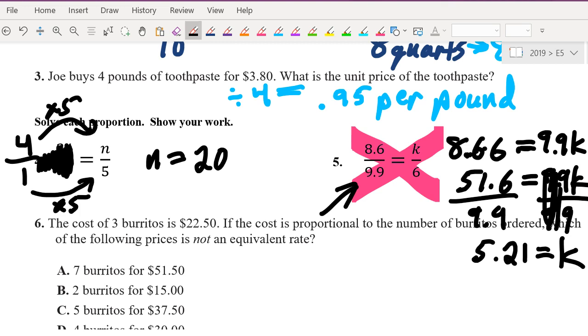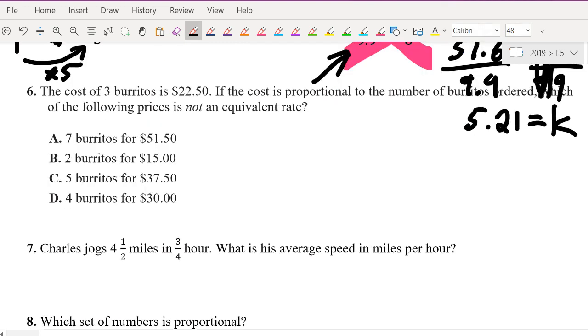Anybody do number 6 yet? We're supposed to do it together. 3 burritos is $22.50. So how do we do this? I think it's A. Why do you think it's A? Because 22.50 times 2 is like 40-something. Yes, it's A. That's very good. He's using logic. How do we find exactly though? We have to divide 22.5 by 3.